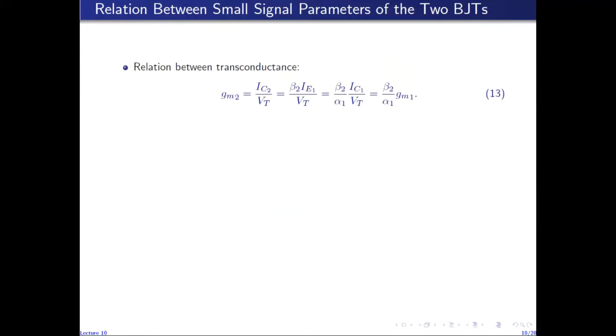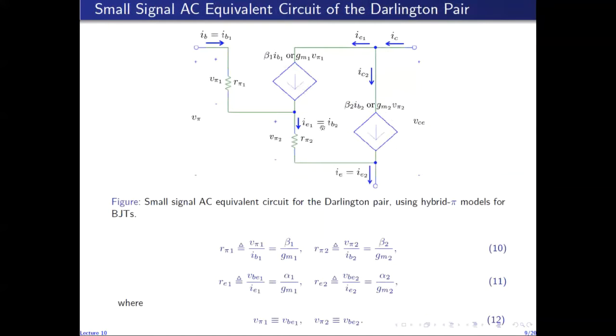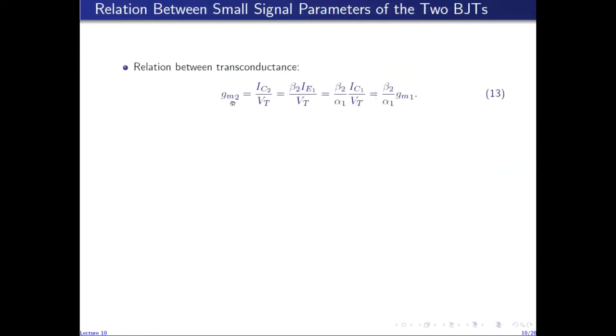We can further find the relations between the small signal parameters of these two transistors. Since gm is given by IC over VT, for the second transistor it is given by the DC collector current of the second transistor divided by VT. So IC2 is equal to beta 2 times IB2, and IB2 is IE1, because the base current for the second transistor is the emitter current of the first transistor. The two are directly connected. The base terminal of the second transistor is directly connected to the emitter terminal of the first transistor. So IB2 is IE1, and IE1 in turn is IC1 over alpha 1.